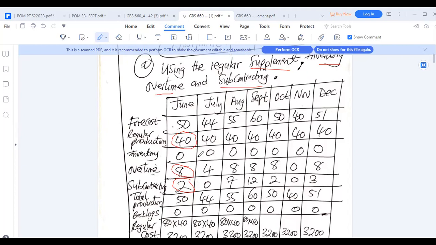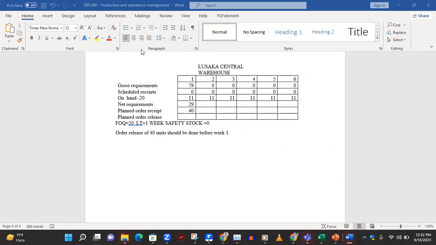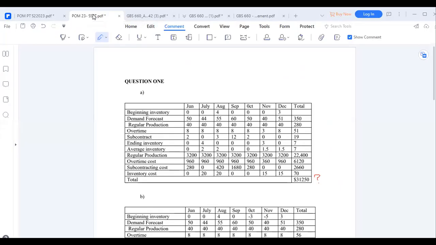So the regular production is 40 units, and we need to meet the demand forecast that we have here. Meaning for June, we would have produced 40, there's a shortage of 10 to meet the 50. So we can allow overtime. Why are we allowing overtime? It's because the overtime is cheaper than subcontracting.